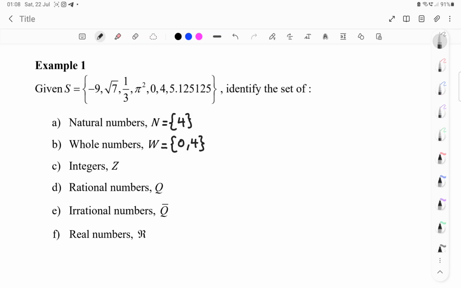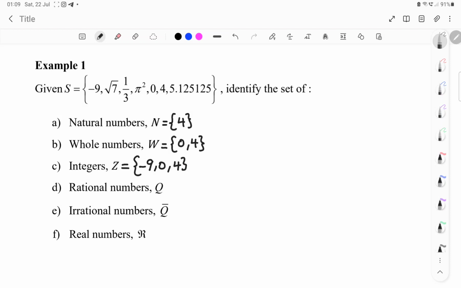Next, integers. Integers are whole numbers including the negatives. So we already have 0 and 4. This decimal is not included. This pi squared is not. 1.3 is not. 7 is not. We have minus 9 over here, so we can add minus 9 to our list: minus 9, 0 and 4. And then we can conclude.